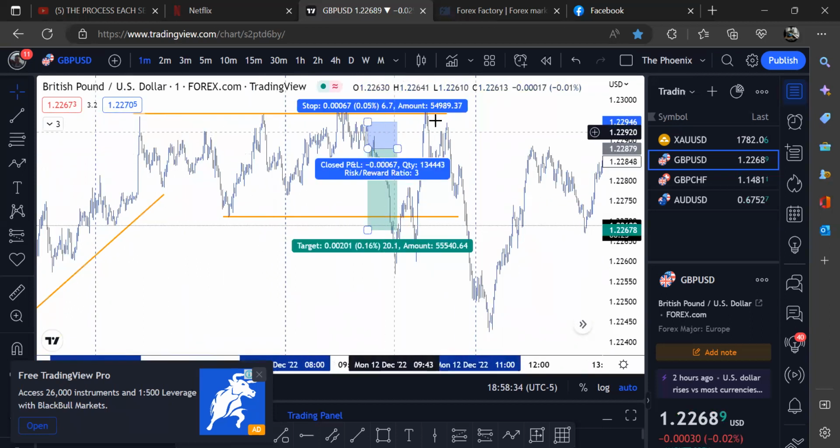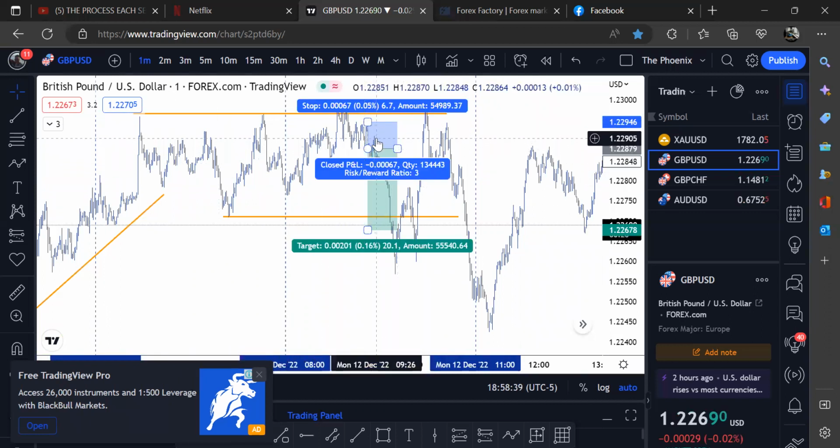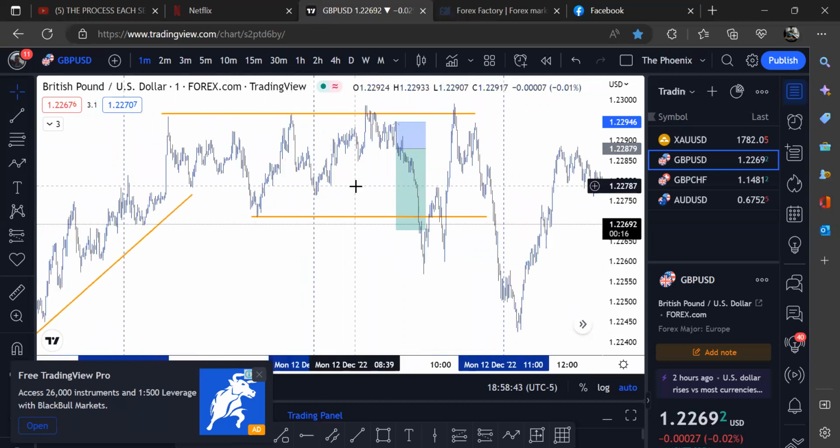This was a 6 pip stop. This was even too big, but it doesn't matter. Price barely took about 3 pips or so. And yeah, that's it. That is it.